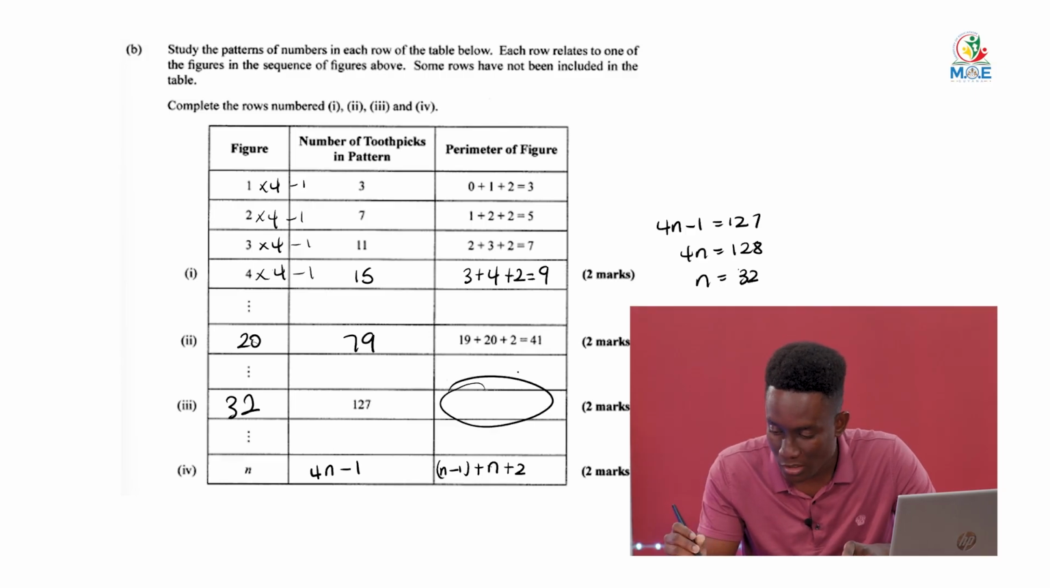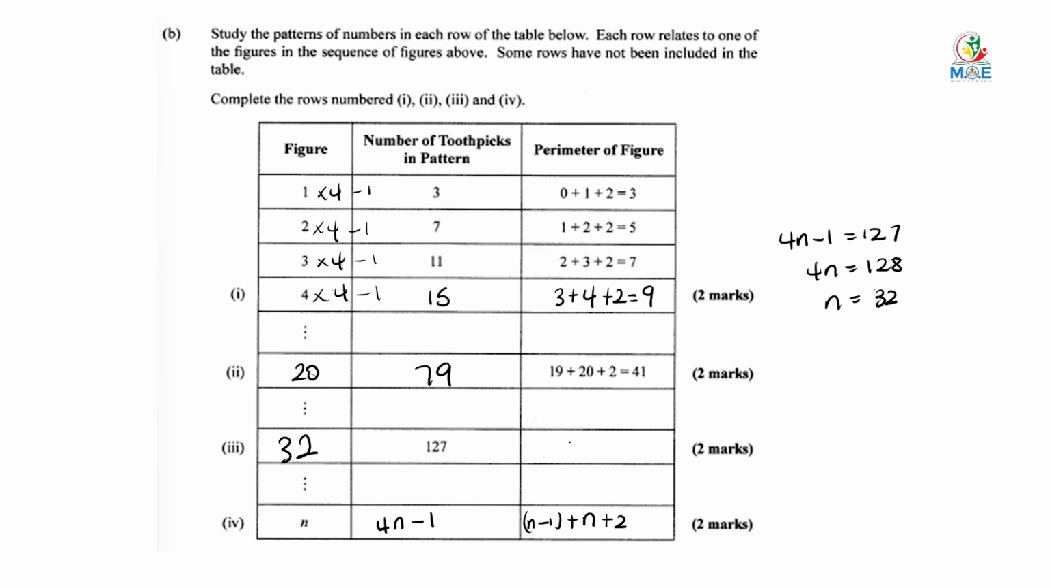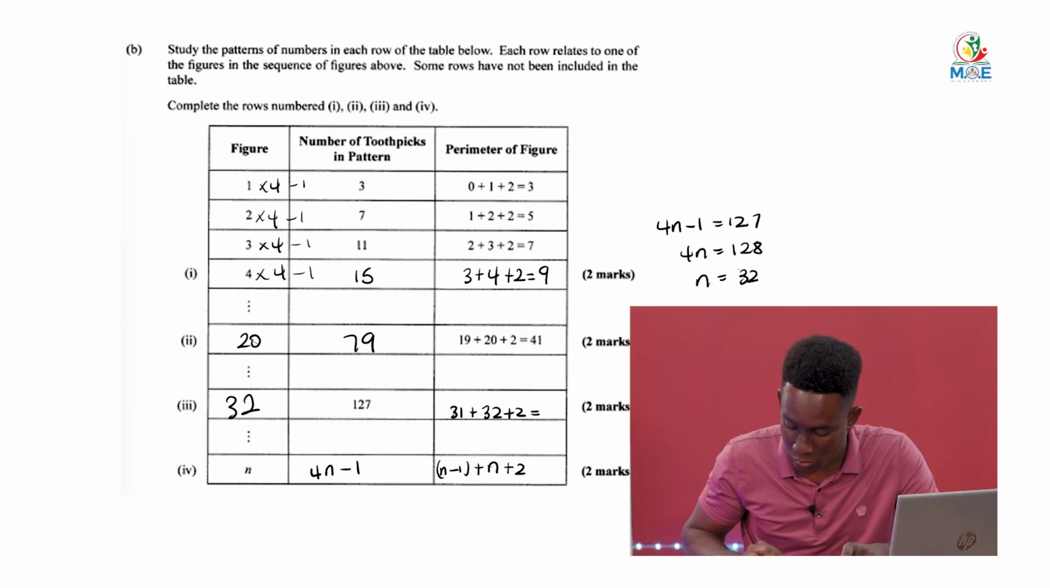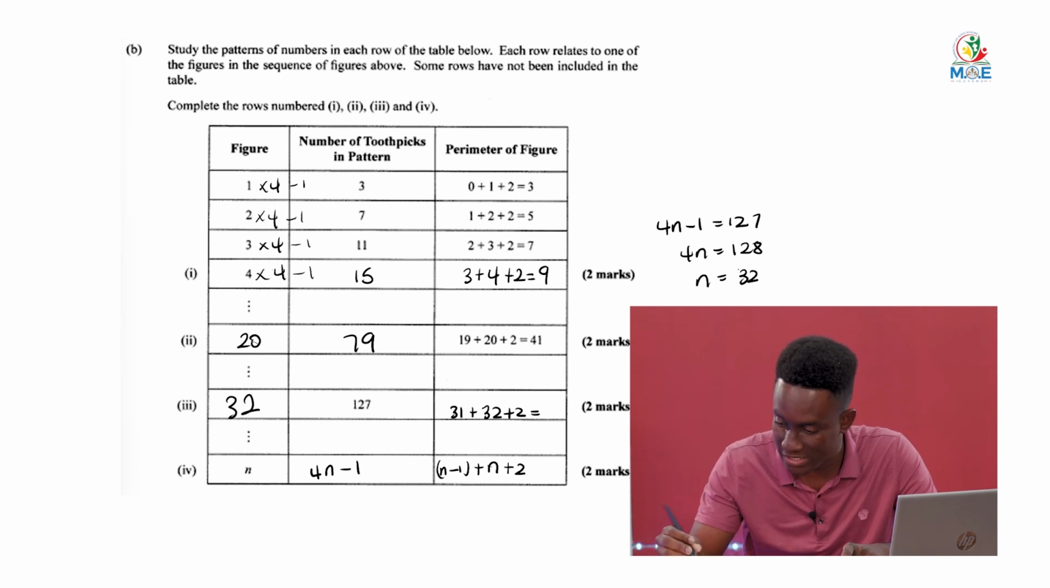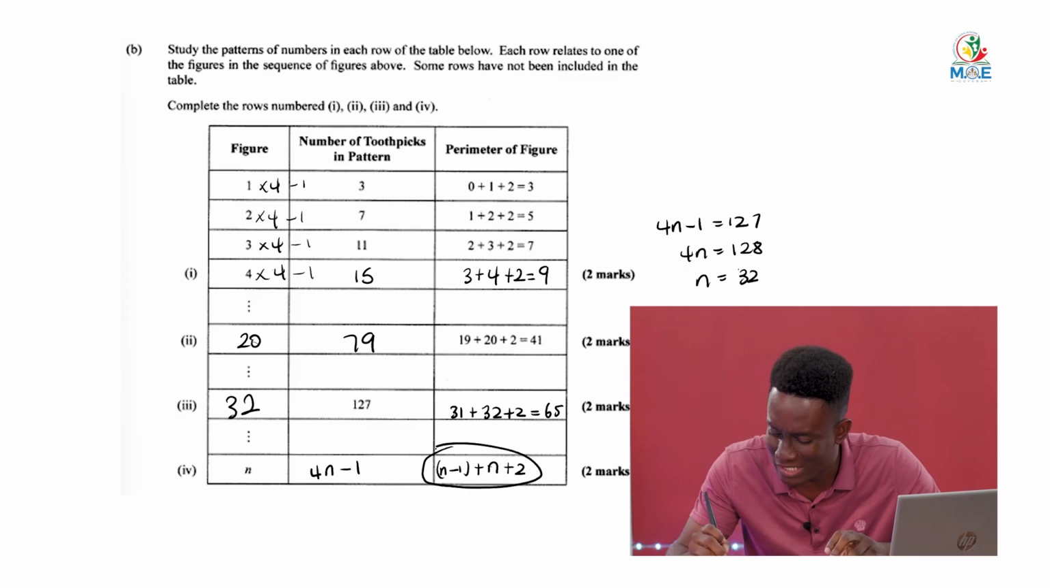So now let's try to figure out the number here. So we know this 32 will be decreased by 1, will give me the first number, which is 31, plus the same 32 plus 2 would give me the answer here, which would be 31 plus 32 plus 2 would give me 65. And that is the answer for that question. So this will give us all of our marks, but let's try to simplify this a bit further, just to make it a bit clearer.